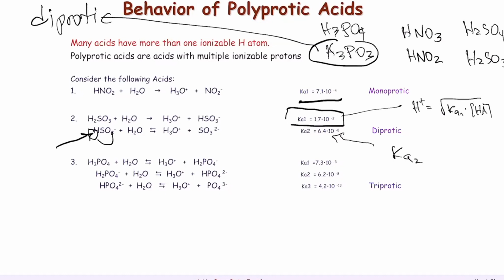But nevertheless, going off on a tangent again. Phosphoric acid is a triprotic acid. The first hydrogen comes off to the tune of 7.3 times 10 to the minus 3. The second comes off at 6.2 times 10 to the minus 8. The third one is really hard. It's 4.2 times 10 to the minus 13.